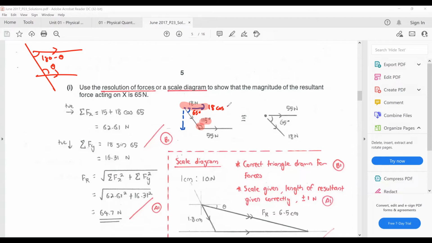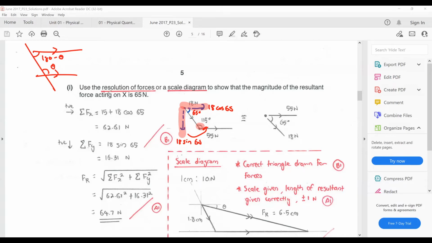It will be 18 cos 65. And then the other component, if you were to shift it to complete your triangle, you will notice it's actually opposite to your angle. So this one will be 18 sine 65. So now you see how easy it is to do the resolution. As long as you see how the angle is situated with respect to your component, you'll be able to easily see whether it's cos or sine.